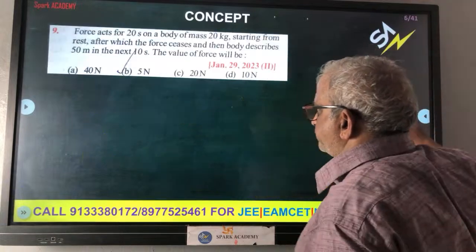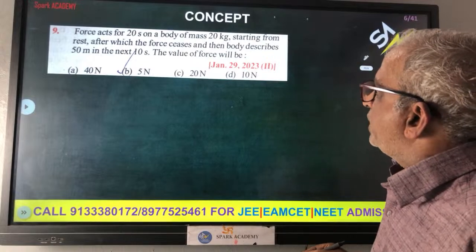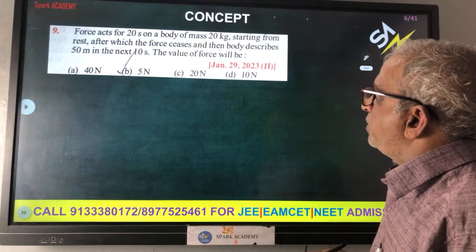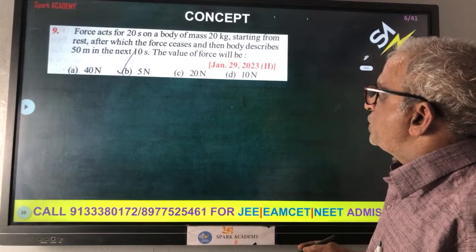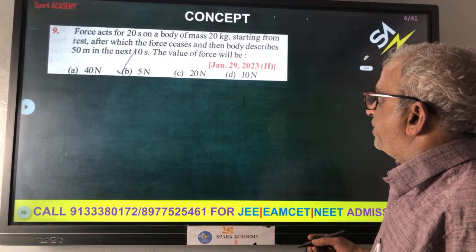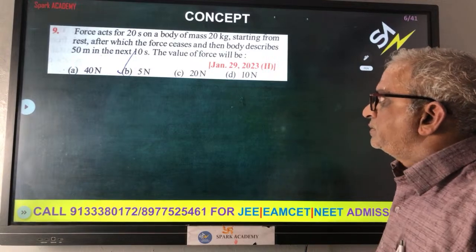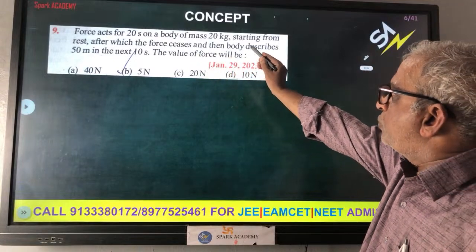Going to the next. You see, a force acts for 20 seconds on a body of mass 20 kg starting from rest, after which the force ceases and then the body describes 50 meters in the next 10 seconds. What is the value of force? Please see the question. Force acts for 20 seconds on a body of mass 20 kg.